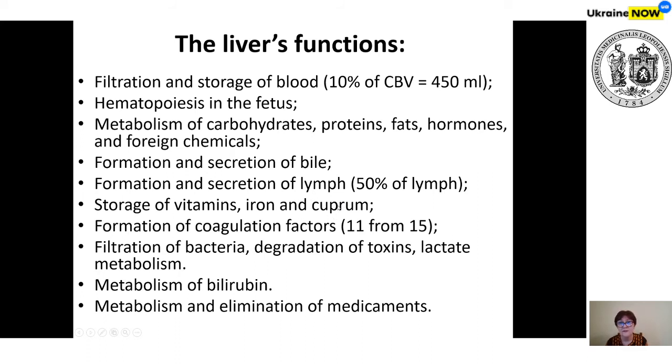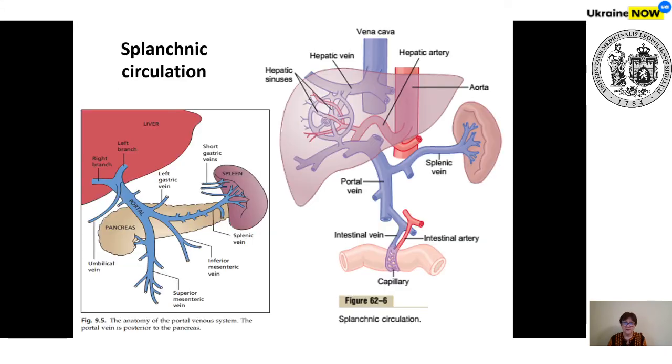Storage of vitamins, iron, and cuprum. Formation of coagulation factors. 11 among 15 clotting factors are synthesized in the liver. Filtration of bacteria, degradation of toxins, lactate metabolism, metabolism of bilirubin, and elimination of medicaments are also liver functions. Splanchnic circulation. The liver is supplied with blood from the hepatic artery and portal vein. The portal vein gives venous blood from all the gastrointestinal tract and the spleen.